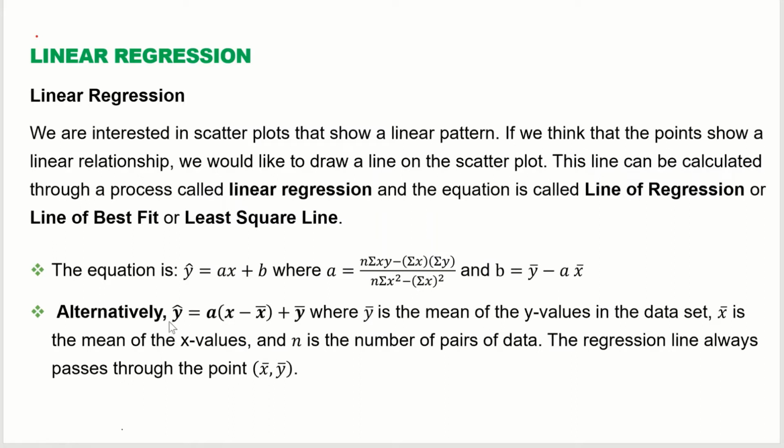But there is also a second way of writing the equation, that is y hat equal to a times x minus x bar plus y bar, where x bar and y bar are the mean of the x values and y values in the scatter plot. So the line of best fit, or least square line, or the line of regression, passes through the point x bar comma y bar. That is, it passes through the mean of x comma the mean of y values.